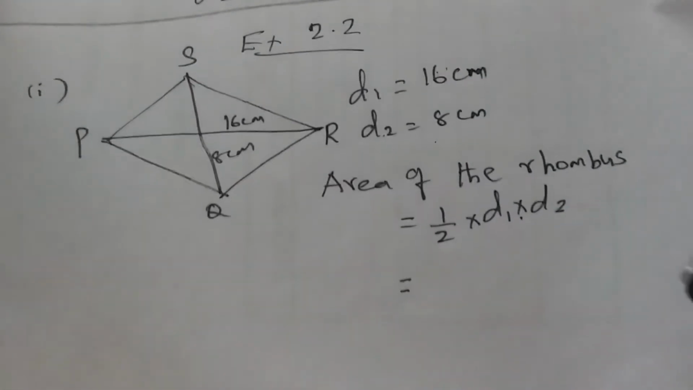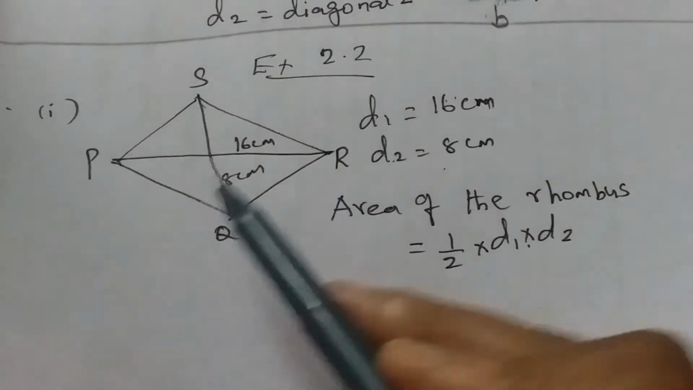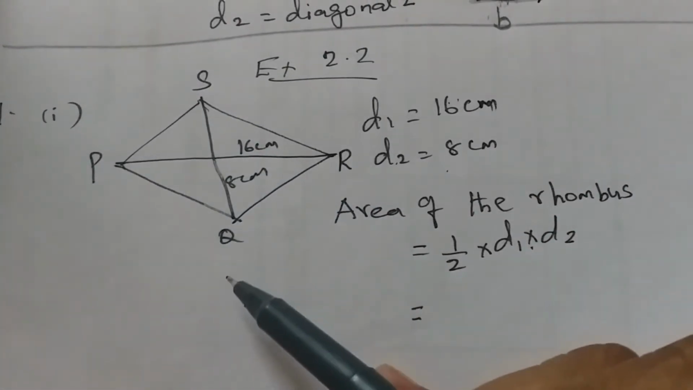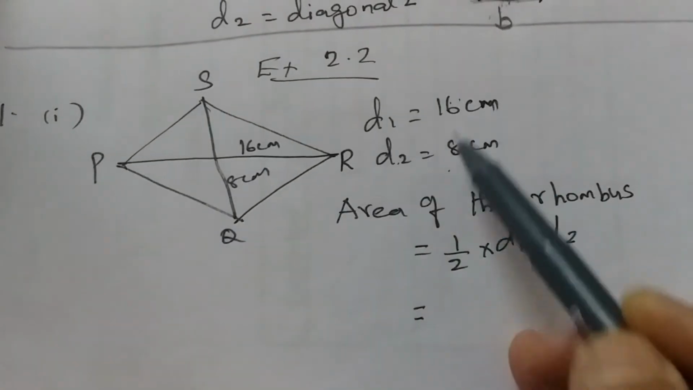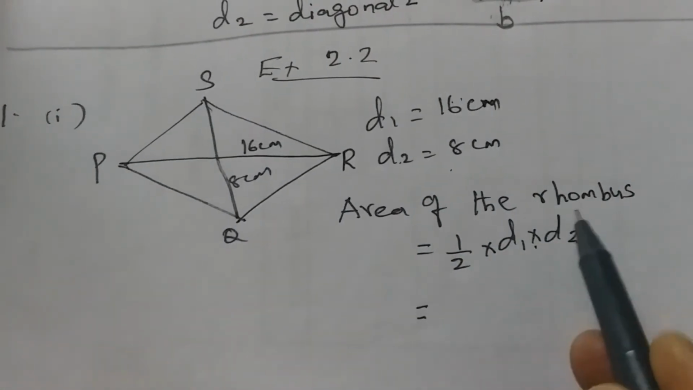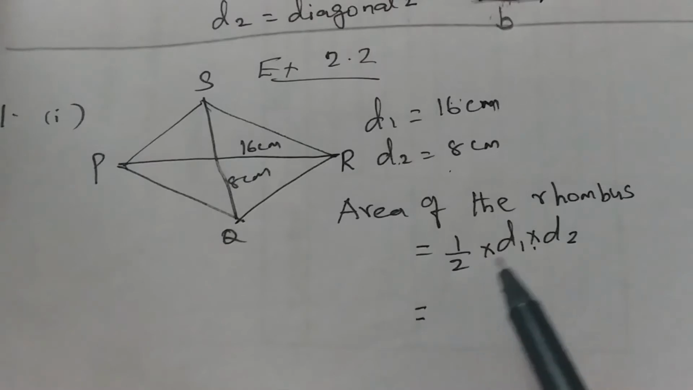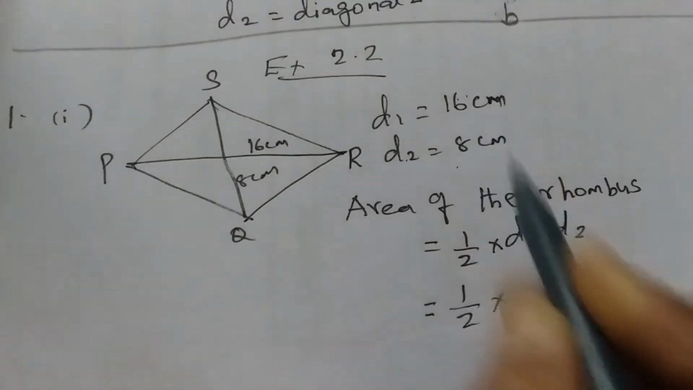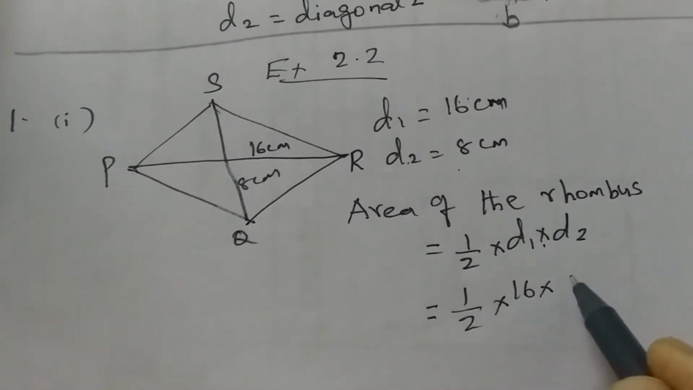Even if you change the order, the answer will not change. So any one can be taken as D1 and any other second one can be taken as D2, 16 and 8. Now, therefore, area of the rhombus is 1 by 2 into D1 into D2. 1 by 2 into what is diagonal 1? It is 16, and diagonal 2 is 8.